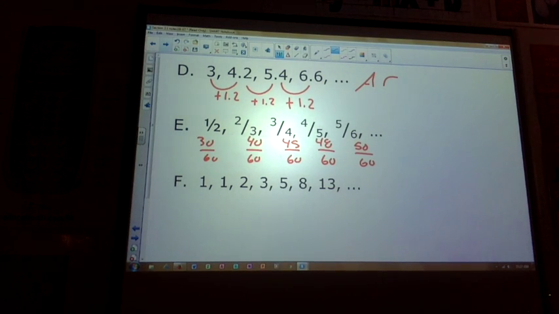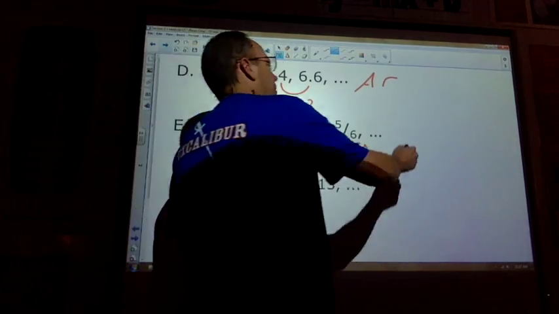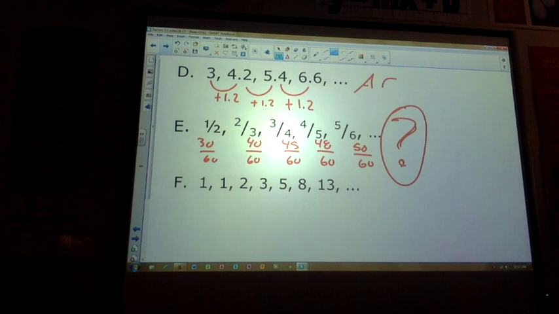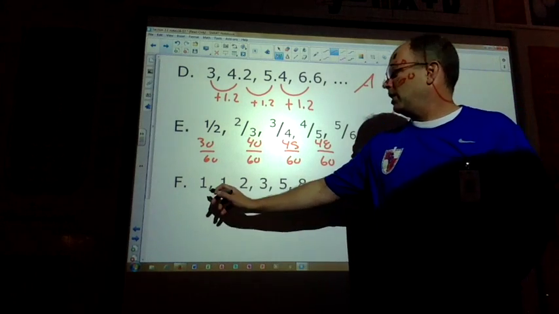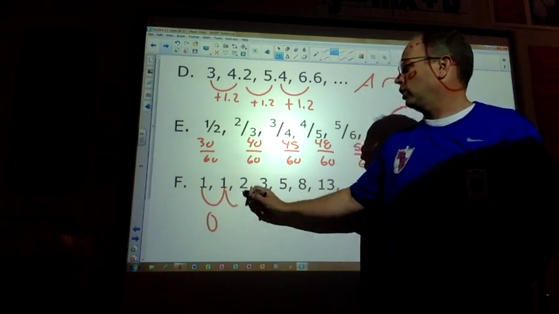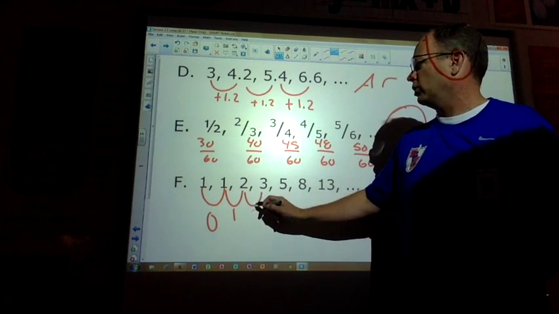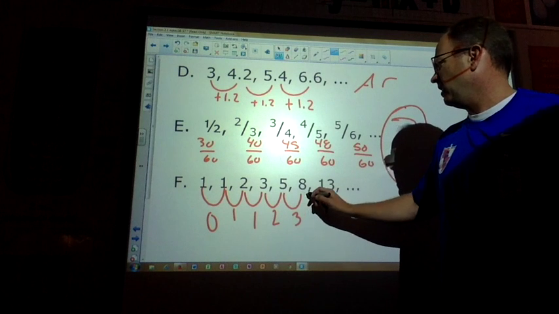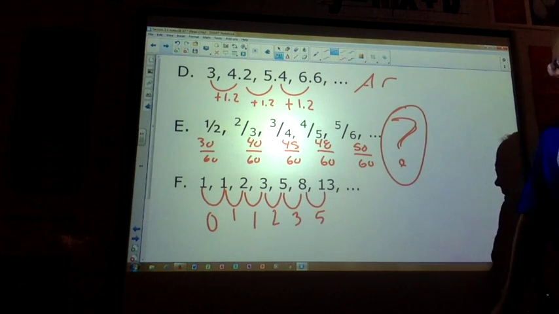All right. I'm going to put a big question mark with this one, because I don't know if it's geometric or arithmetic at this point, but perhaps we'll get to a point where we'll be able to define that. What about this one? From 1 to 1, there's a change of 0. From 1 to 2, there's a change of 1. From 2 to 3, there's a change of 1. 3 to 5, 2. 5 to 8, 3. Wait a minute. No.